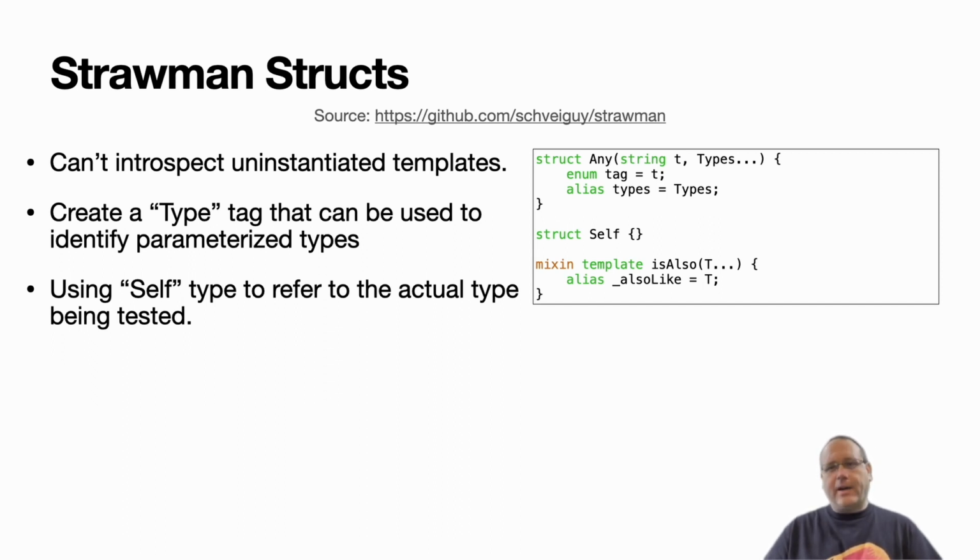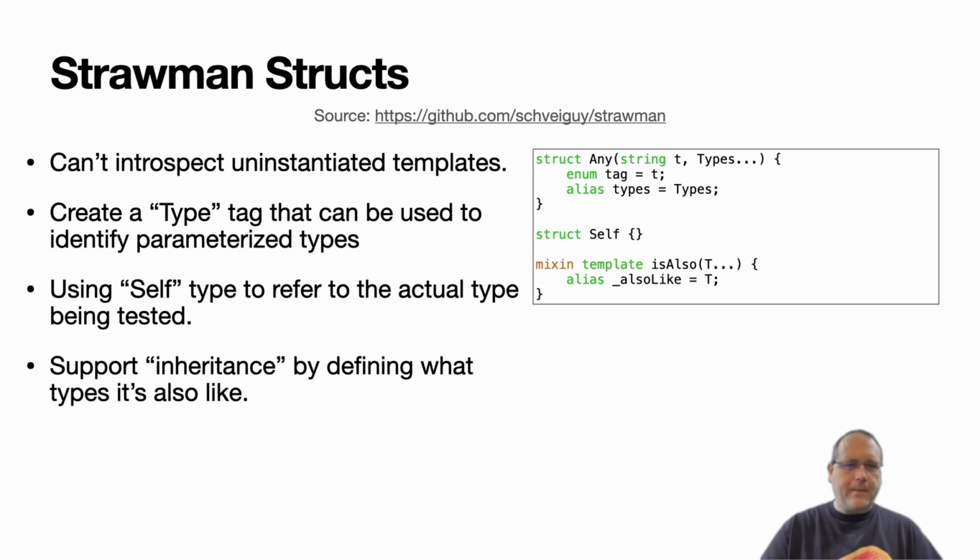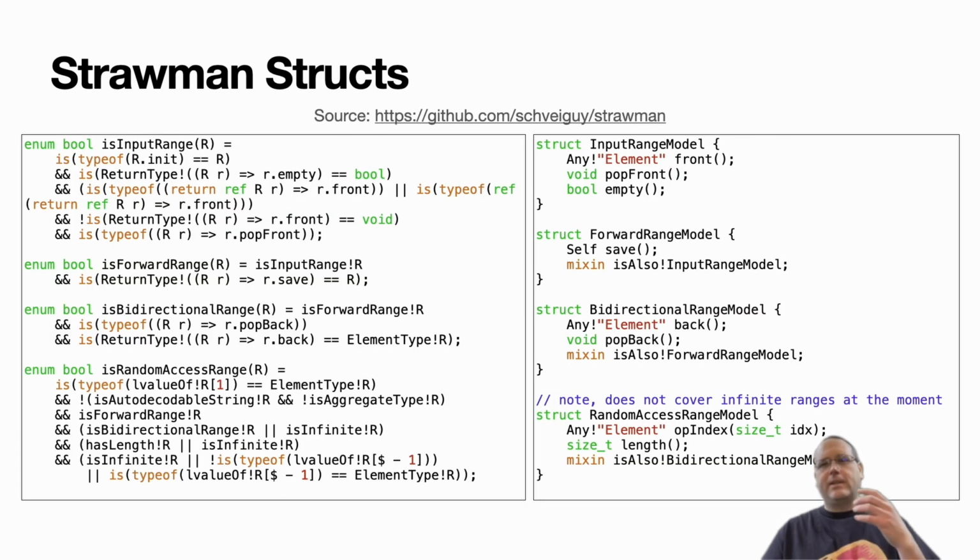But, and again, the Strawman Struct is not something you're actually going to use for implementation. It's just used as a model. So using self makes it a little bit easier to deal with on the introspection side. And finally, inheritance by defining what types it's also like. So if you already have a Strawman Struct and you say, okay, I want another Strawman Struct that's like that one, but adds these other features, that's where that comes in. You can see from this example, which is actually in the Strawman Struct repository, how this can work. So on the left, you see isInputRange, isForwardRange, isBidirectionalRange, and isRandomAccessRange, all from Phobos. Now, that is a model, okay?